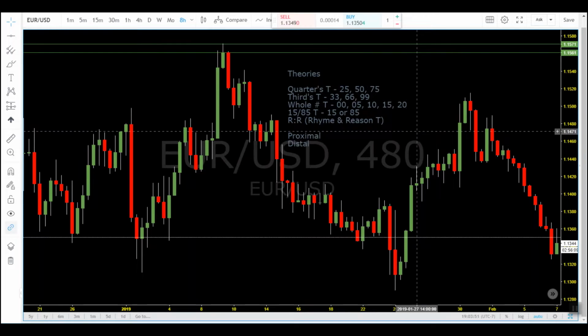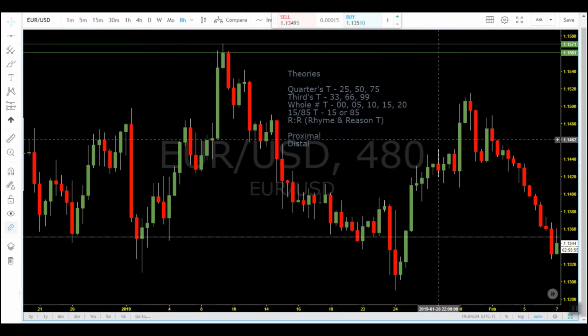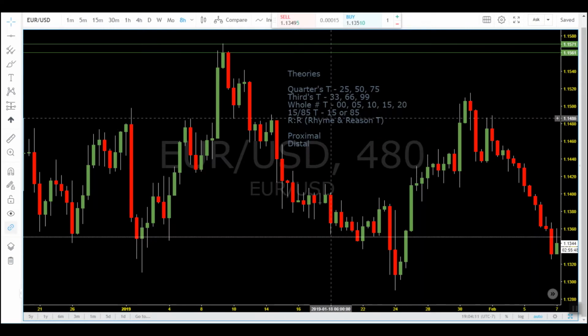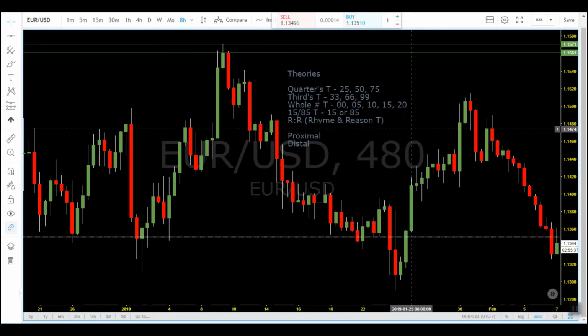If you're charting and you recognize a certain price, or you want to use a certain price range and you want to see what the institutions are targeting, they could be targeting a whole number theory, which would end in 0, 5, 10, 15, 20, so on and so forth, but it's a whole number. There's also a theory that I call 1585 theory, and so you'll see prices end with 15 or 85 pips, and the last one I call rhyme or reason theory. And these are just my terms and phraseology to describe what I'm talking about.